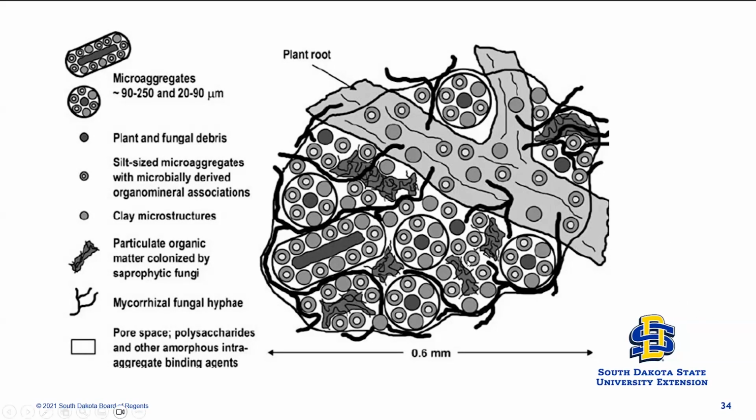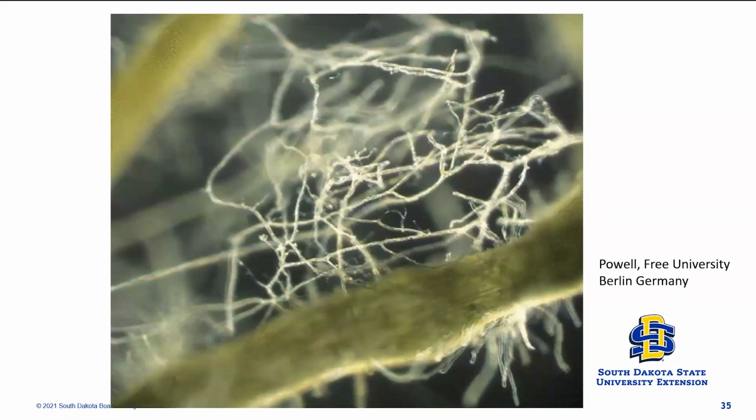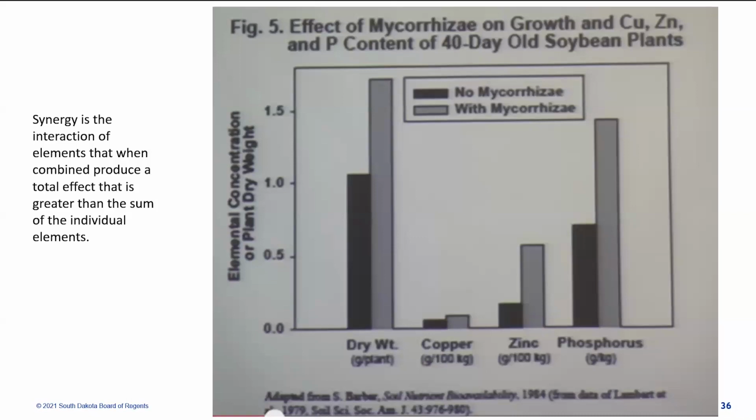But here's that hyphae extending out into the soil matrix, like root hairs, and allowing more nutrients and even water to get to that root. So that's how important that mycorrhizal fungi is. There's a picture of it a little bit there, blown up by a good microscope. And we think about mycorrhizal effects. Here is a soybean plant's dry weight with and without fungi. You can see the effect of fungi. Slightly better copper uptake, a whole bunch more zinc uptake, and double phosphorus uptake when we have mycorrhizal fungi.